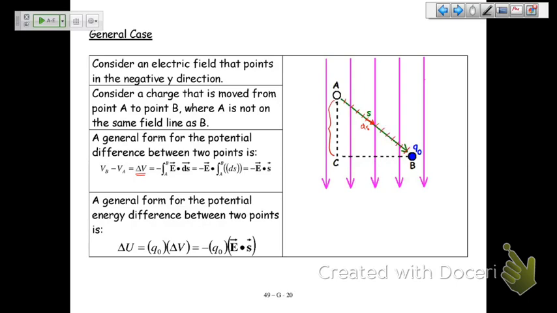Let's have a look. E is constant still. They're not in the same line as each other, but E is constant. So this would be E dotted with the integral of ds, and the integral of ds is just big S, a vector. So that's minus E dot S, and I can say this is going to be E times S times the cosine of the angle between.